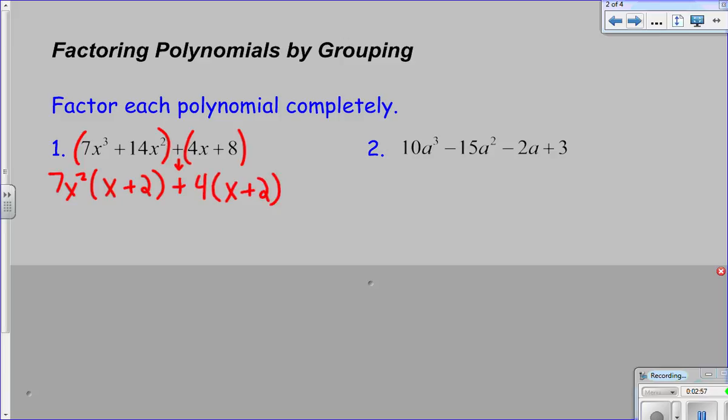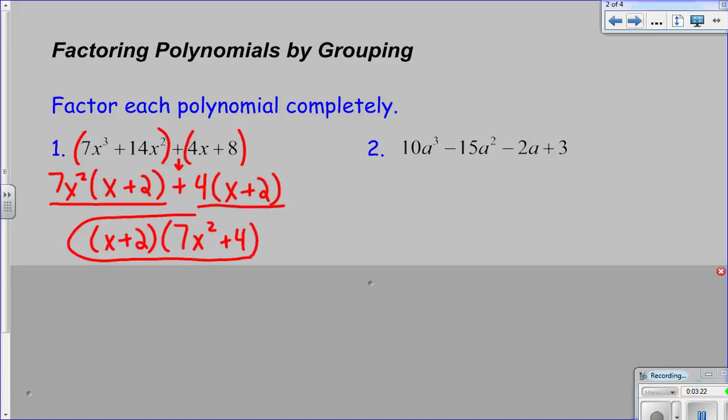And we'll notice, now that we've factored out greatest common factors from each group, we have a common factor in each of our two terms. The common factor is x plus 2. So we'll factor out the x plus 2, just like we did on that previous page, and that leaves us with 7x squared plus 4. Now we've factored by using the grouping method.